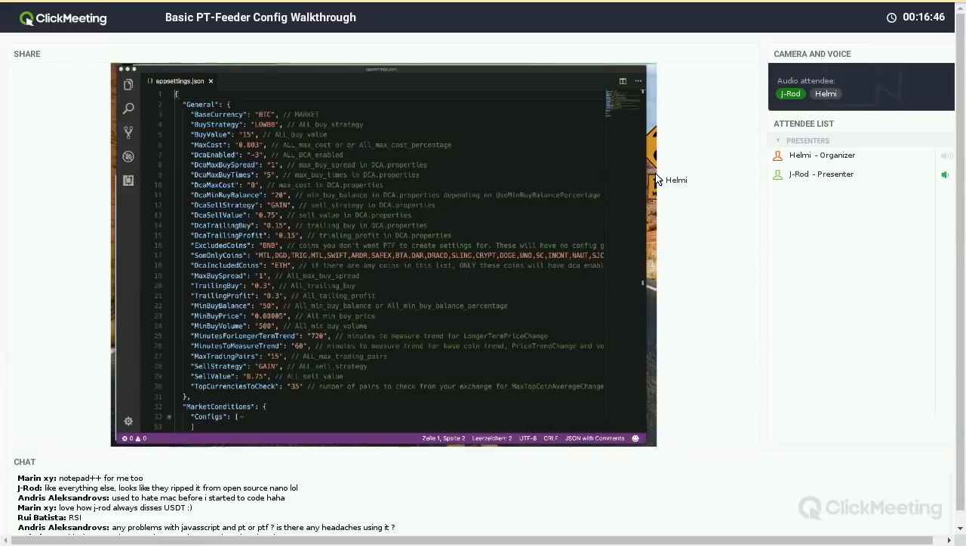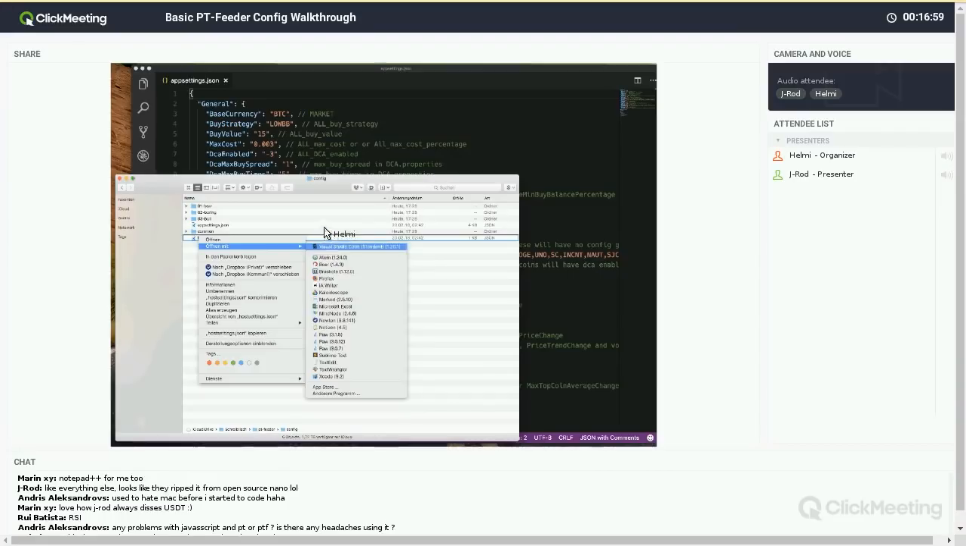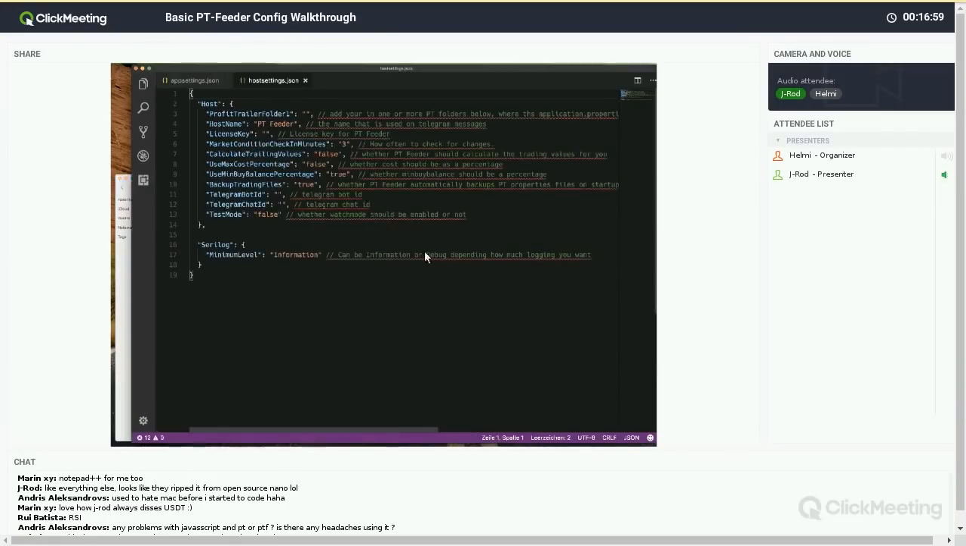Max cost, source of a lot of headache, mainly because people don't, well, I shouldn't say all people, but it's very common to not know whether that's going to be a percentage or an absolute value. He's going to go ahead and open host settings to show us, I think.